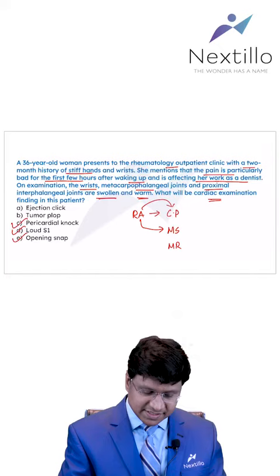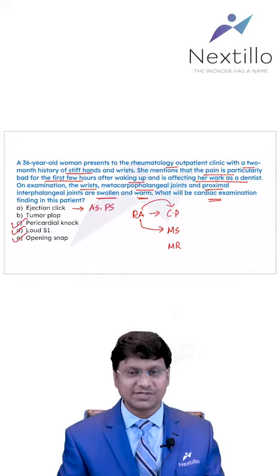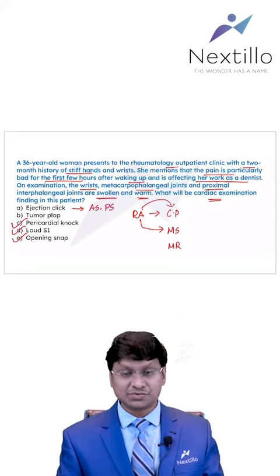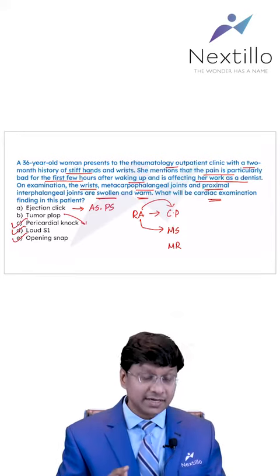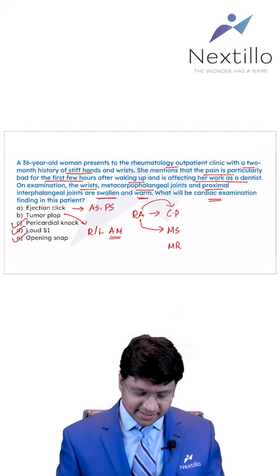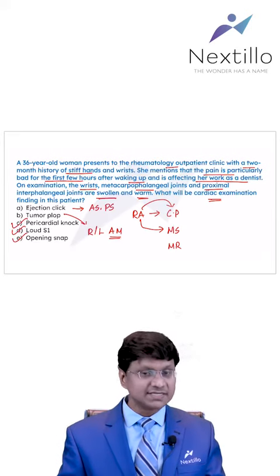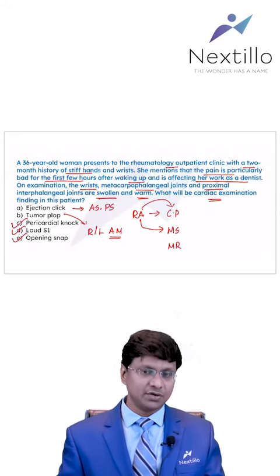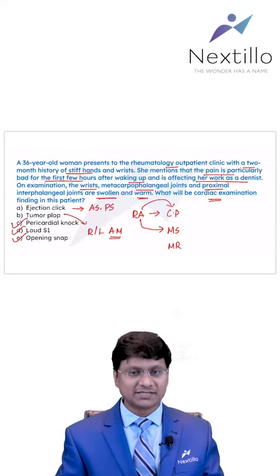Okay. And where do you see the ejection click? Ejection click, you see that in patients with aortic stenosis and pulmonary stenosis, that usually does not occur in patients with rheumatoid arthritis. And tumor plop is an additional diastolic sound heard in right or left atrial myxomas. Okay, so the answer here is C, D as well as E. If it causes constrictive pericarditis, you will hear a pericardial knock. But if there is mitral stenosis, you will hear the opening snap as well as the loud S1.